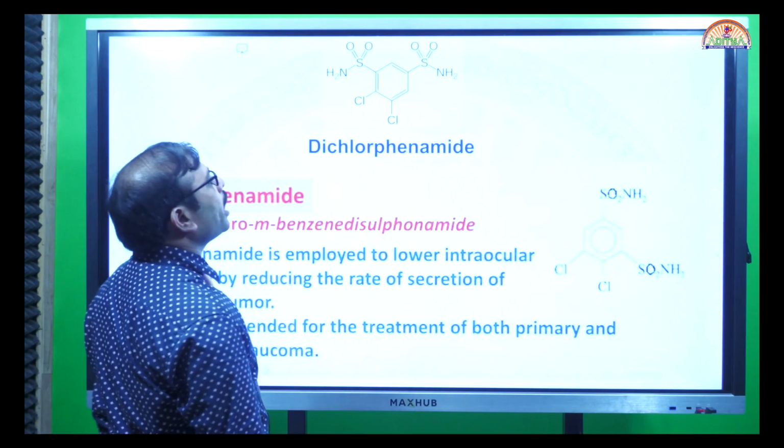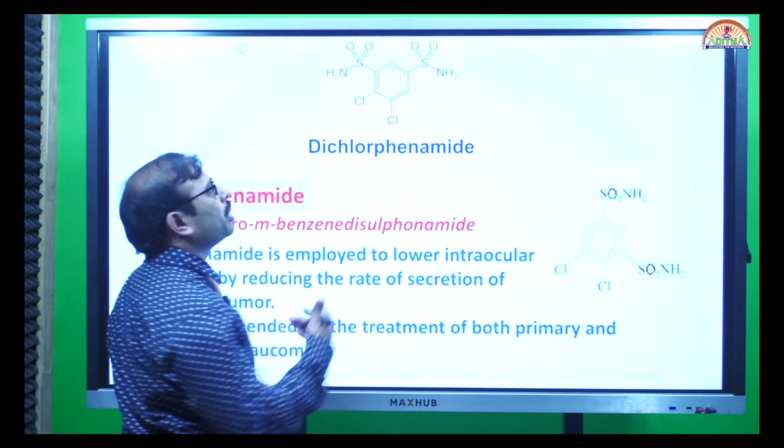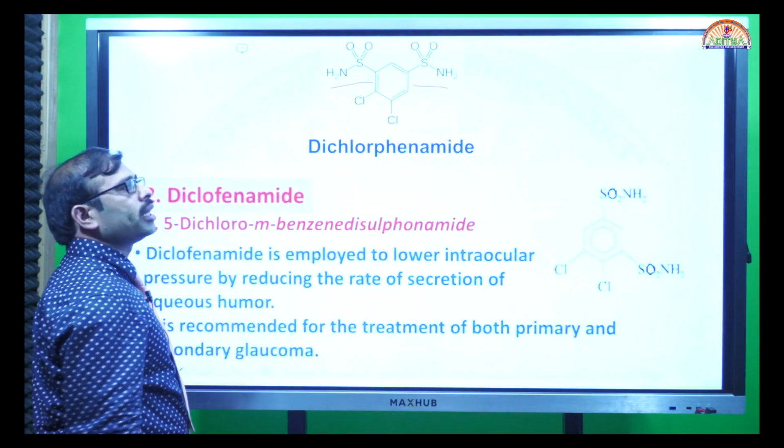Next is dichlorphenamide. It is also a sulfonamide derivative. The sulfonamide group is very important for the activity, as we know, for carbonic anhydrase inhibition.